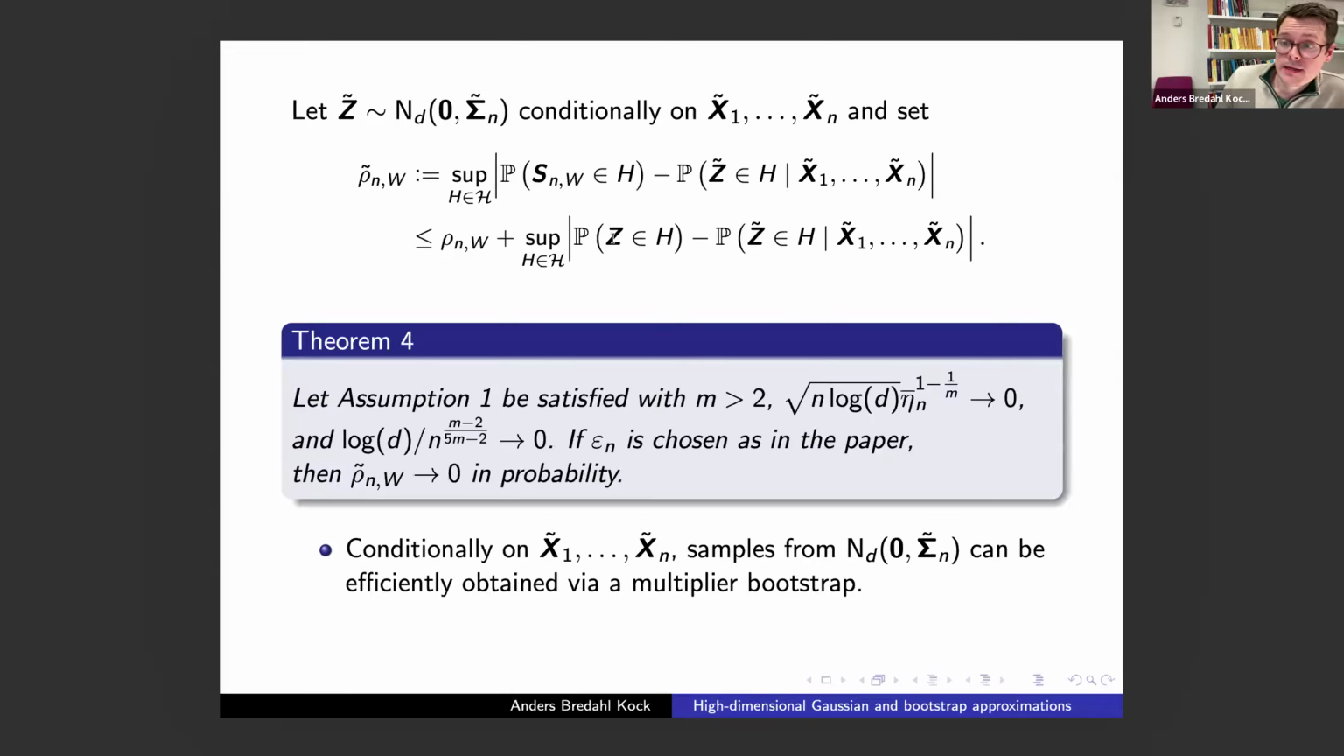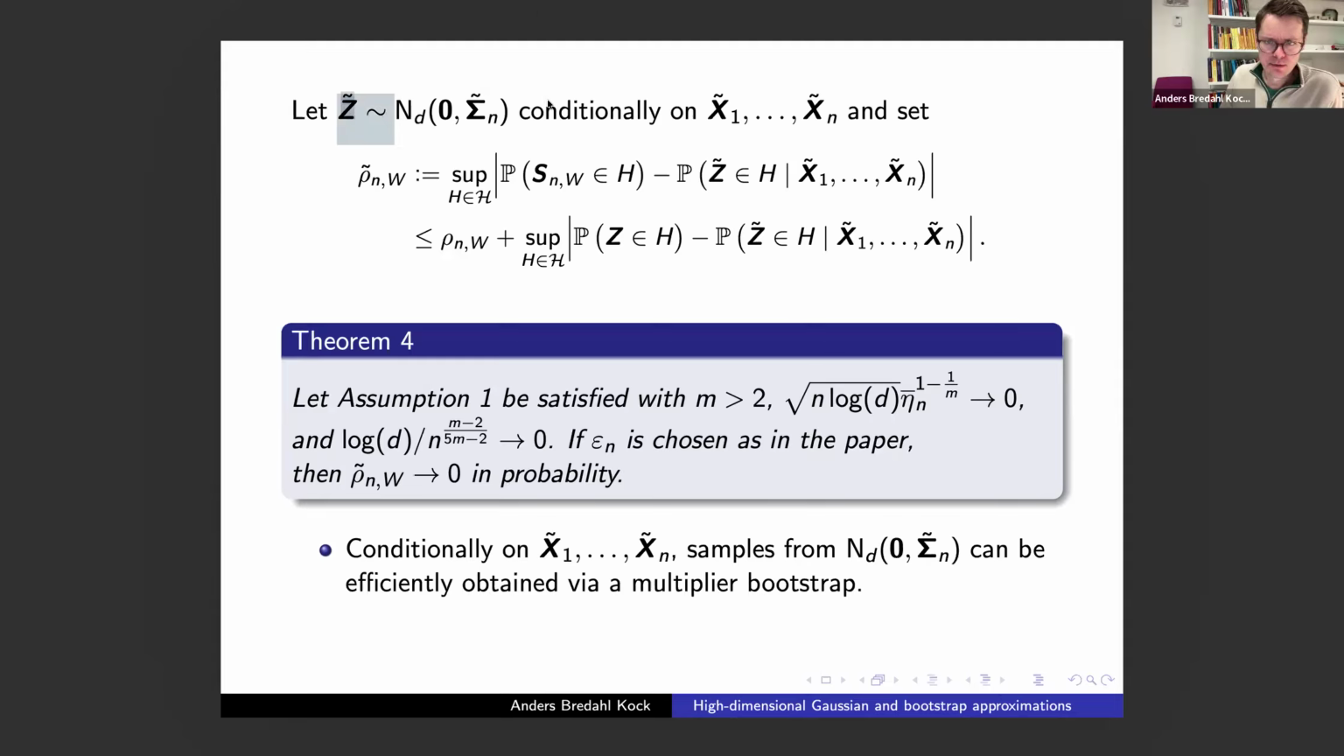So the second term here is just the supremum of this probability compared to this probability. But this one has a covariance matrix of sigma, and this one has a covariance matrix of sigma n tilde. But I've just argued that sigma n tilde is close to sigma. So I can apply this Gaussian to Gaussian comparison inequality to show that this term also converges to 0 in probability. And from that observation, this next theorem follows. Namely, under the same assumptions as always, rho n W tilde converges to 0 in probability. Okay, so this is fully feasible.